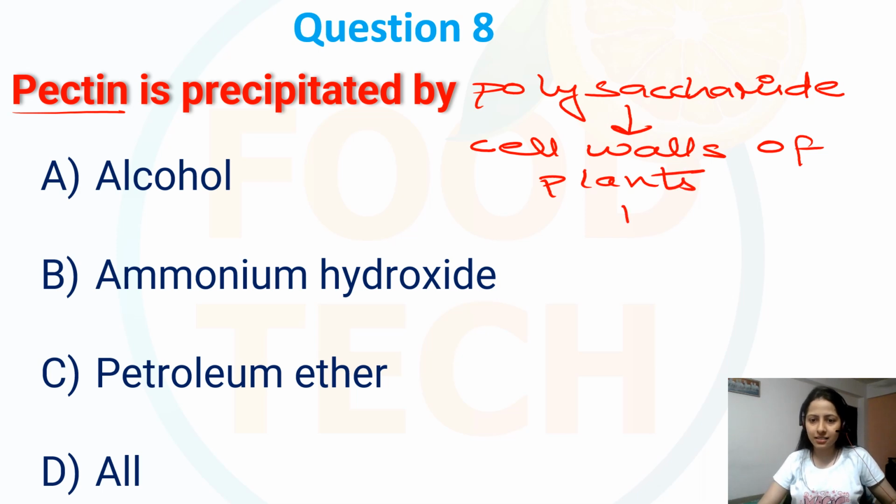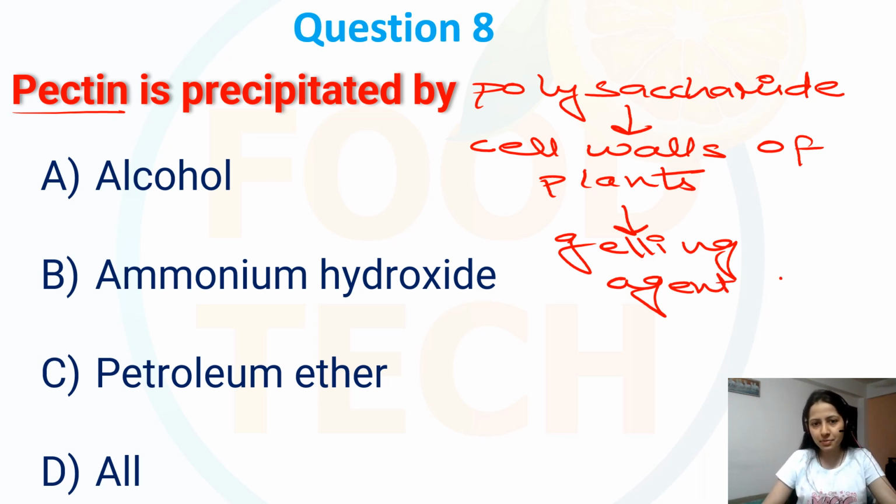Basically this pectin is commonly used as a gelling agent in food processing industries. Pectin can be precipitated out using various methods including alcohol or ammonium hydroxide, but precipitation through the alcohol method is very common on industrial scales. Ammonium hydroxide can also be used for the precipitation of pectin under certain conditions, but the common one is alcohol.